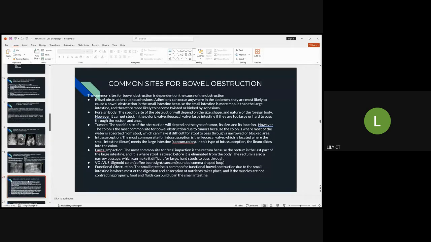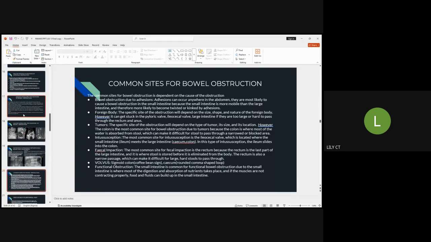Volvulus mostly occurs in the sigmoid colon, and it gives a coffee bean sign, and in the cecum it gives a rounded comma shape. Functional obstruction is common in the small intestine. This is because this is where digestion and absorption of nutrients takes place. And if the muscles are not contracting properly, food can build up in the small intestine.